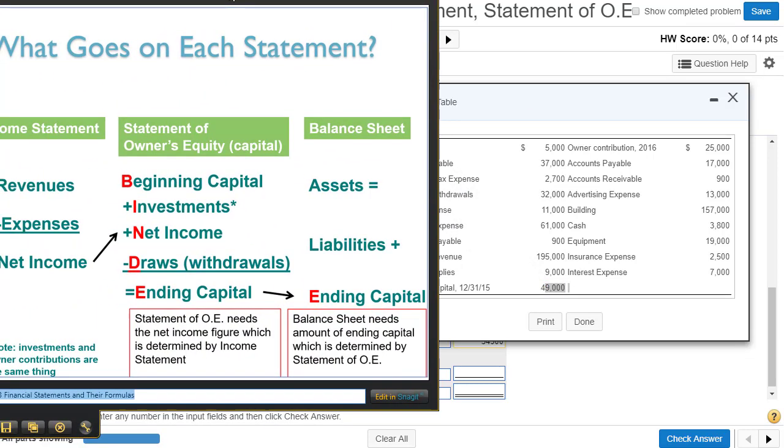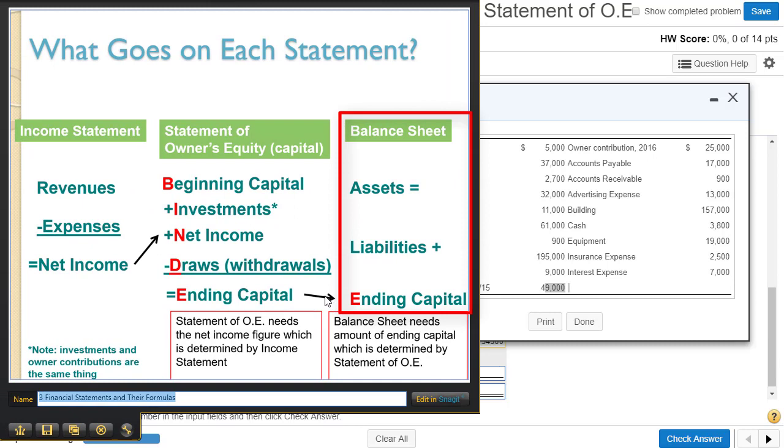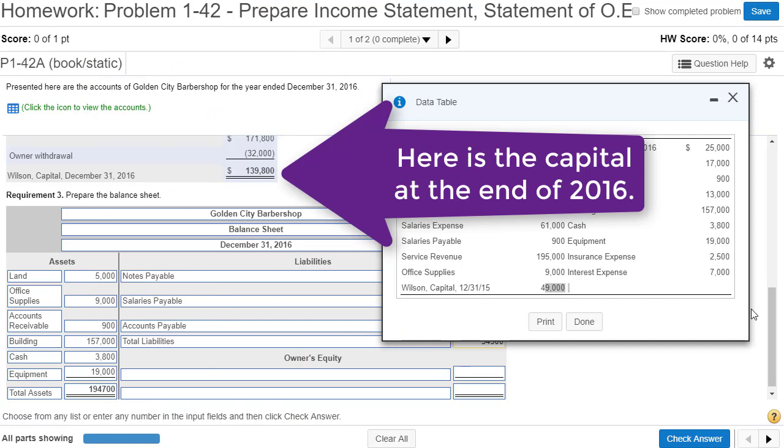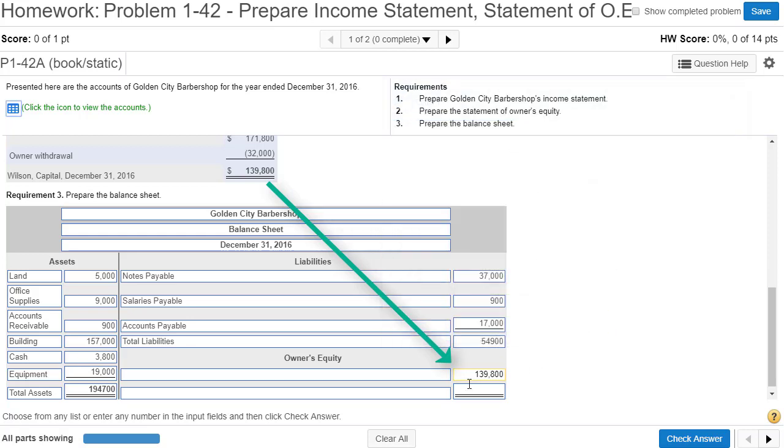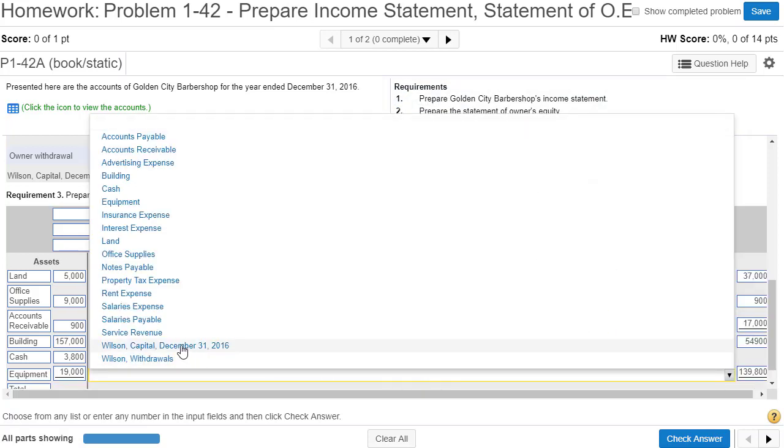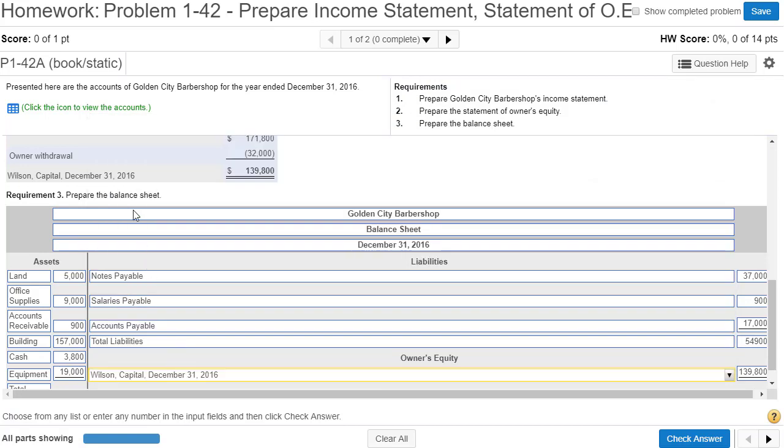So going back to our cheat sheet, notice our cheat sheet says this ending capital, follow the arrow backwards, comes from our statement of owner's equity. So let's go back up to our statement of owner's equity. Oh, it's right here. We got capital on December 31st, so that's the same date as this. So we got $139,800 of ending capital. And we're going to label that capital December 31st, 2016. So that label matches this label up here.